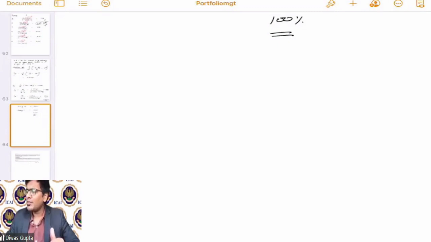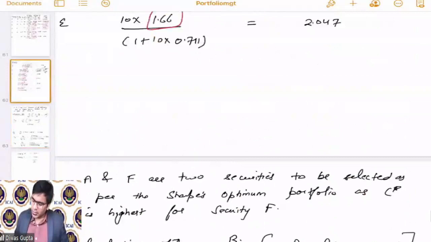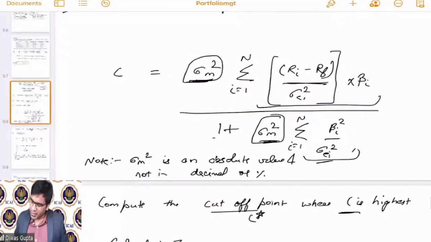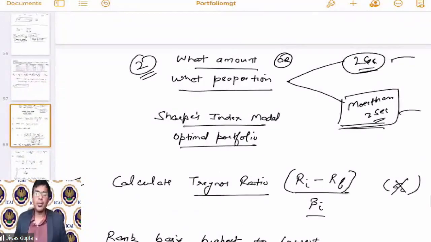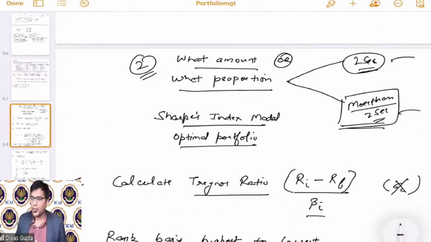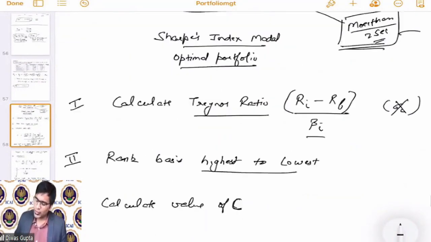Are these calculations applied on all securities? Yes, Namita. We have to apply these calculations on all securities to see which security is the best fit for the purpose. Okay, now let us go back to the starting point of this part of the discussion, which is what amount and what proportion. I said that first let's cover more than 2 securities, which we have already covered through the Sharpe's optimum portfolio. That is it on the Sharpe's optimum portfolio. Now let's come back to the 2 securities.